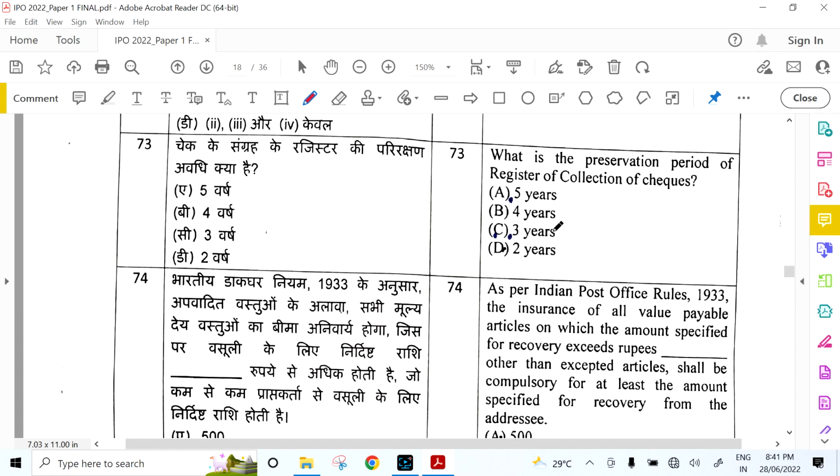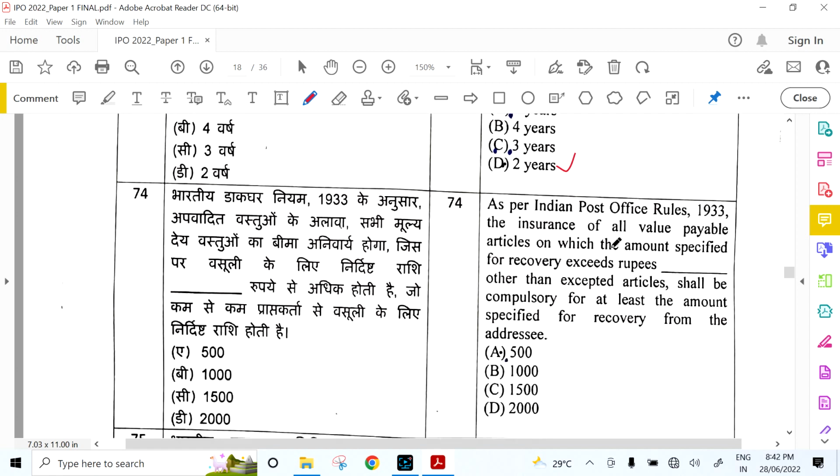The answer is 2 years. Register of collection of checks, you will find in the preservation of period of records given by the compendium of preservation of records given by Ghaziabad. In that, in page 23, in serial number 44, you will find this answer.